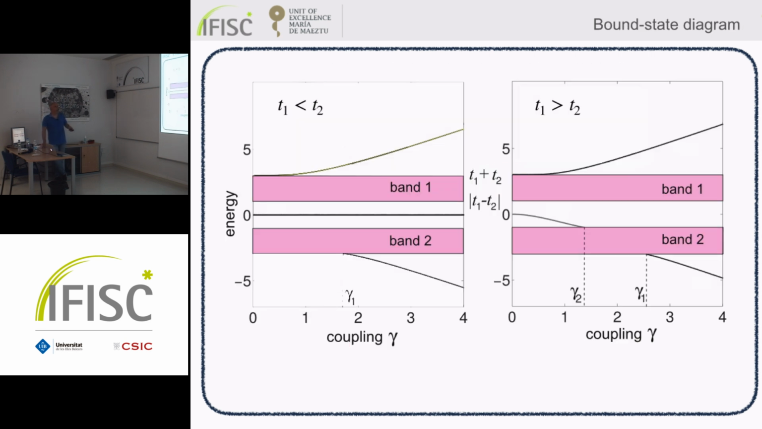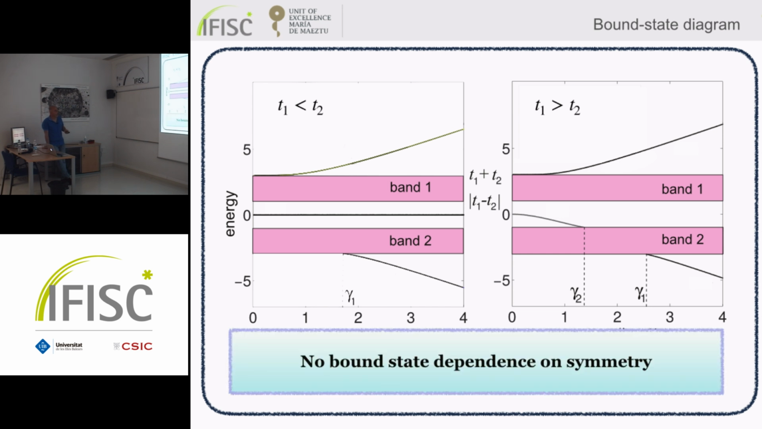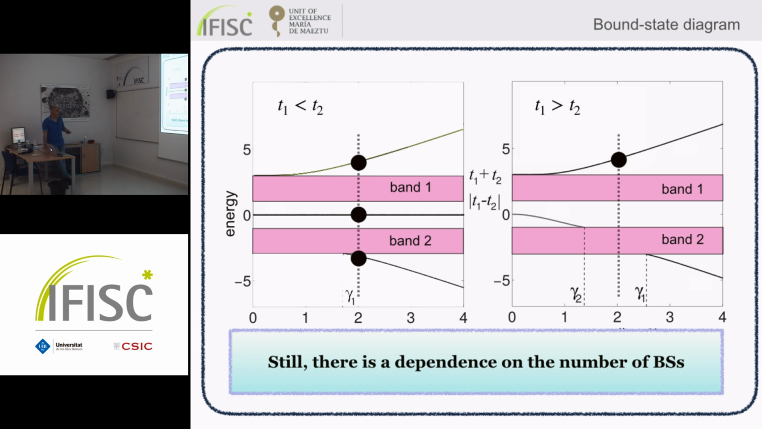So we also studied the bound state diagram for this case, and what we found is that here there is no dependence on the symmetry. All the bound states are symmetric with respect to the center of the chain, but nevertheless, we can have a dependence on the number of bound states. For instance, if you take the same value of the coupling here, gamma equal to 2, here we have 3 bound states, here we have 1.